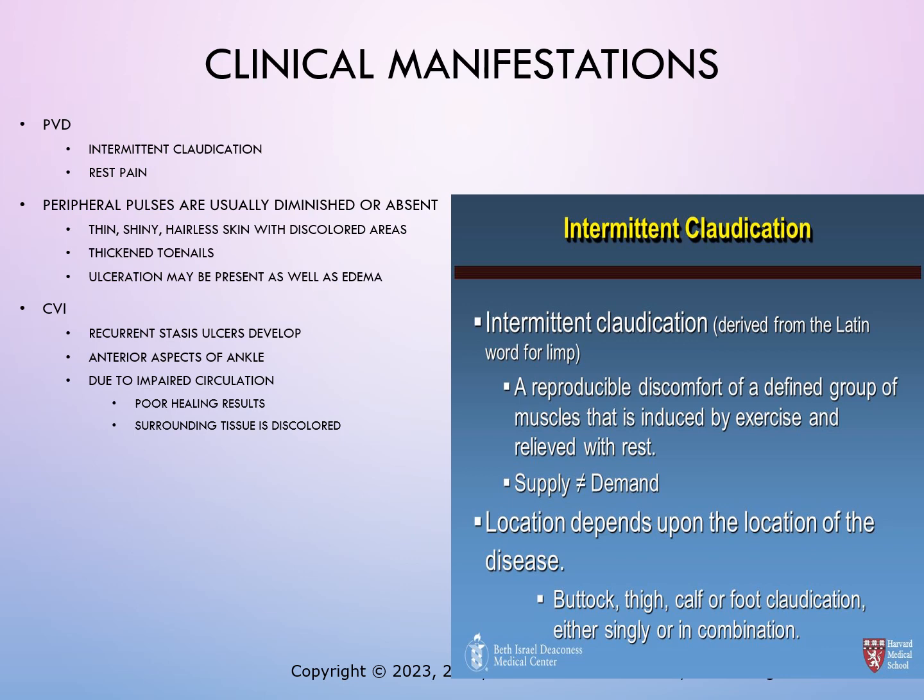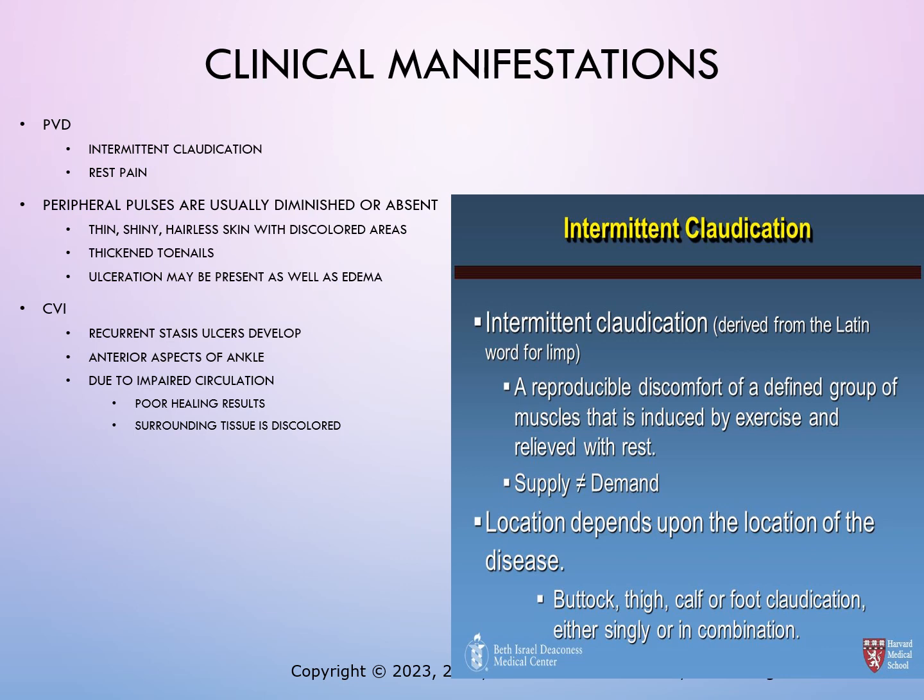So in other words, it's supply versus demand. So if I'm exercising or something and my circulation's not good, I may have this claudication experience because it can't get enough blood supply there according to the demand of what I'm doing when I'm exercising. In PVD, peripheral pulses are usually diminished or absent.